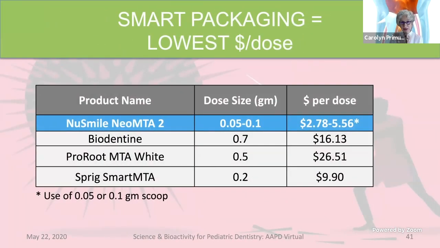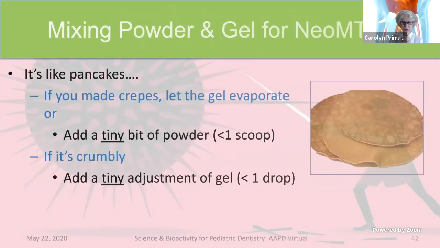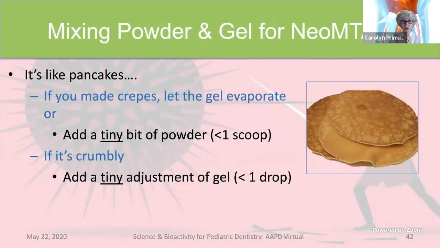So that smart packaging leads to the lowest cost per dose of the competitive pediatric MTA type materials, less than $5 each. When you think about the Sprig Smart MTA, which is saying it's good for 2 teeth, the problem is that you have to divvy out that material from one vial. So that can be a little bit inconvenient for you.